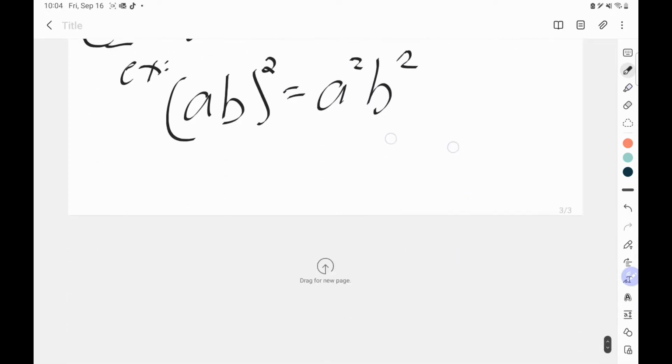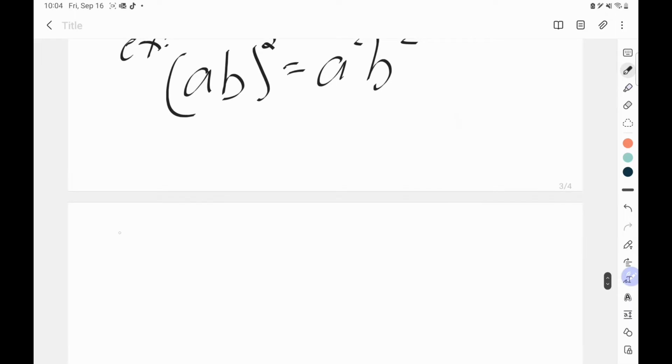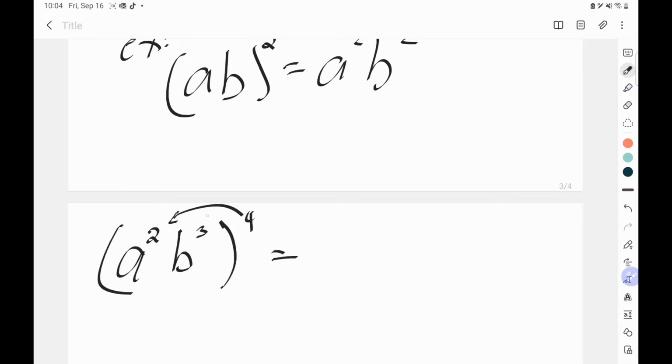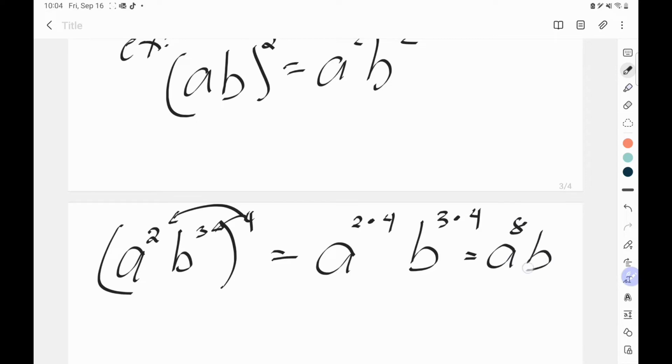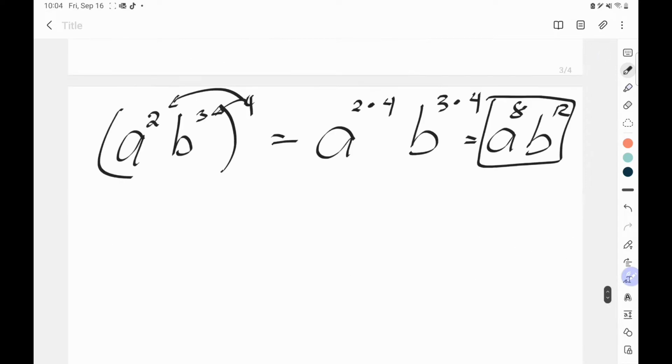Let's have another example here. (a to the power of 2, b to the power of 3), all of them to the power of 4. So you just have to distribute the exponent, you just have to multiply it. So we have a to the power of 2 times 4, then b to the power of 3 times 4. So we will have a to the power of 8, b to the power of 12. That's our answer. Let's try to prove whether that answer is correct.